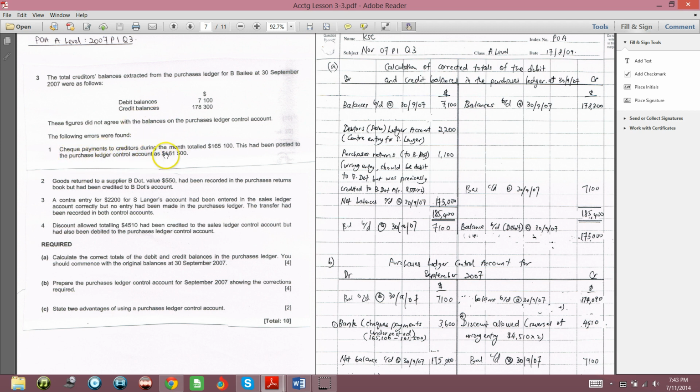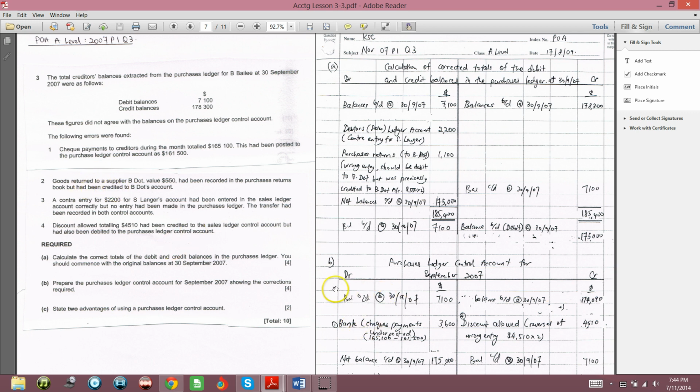Check payment to creditors during the month total 165,100. This has been posted to the purchasers ledger control account as 161,500. So that means the control account is wrong. The balance brought down, I can just put balance brought down at 30 September 2007. I can leave it blank first, because I don't know what it is. They said this figure is different from the purchasers ledger control account. So I leave this blank because I don't know how much.